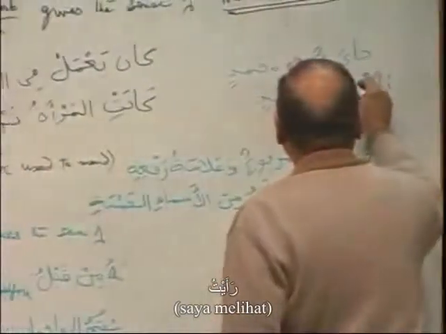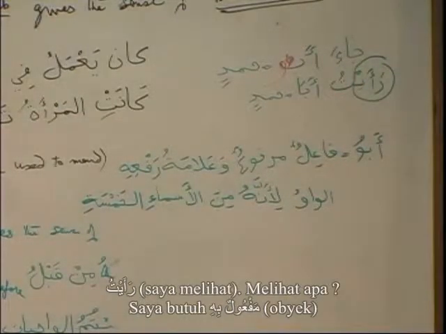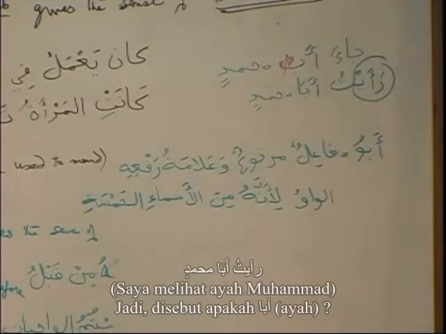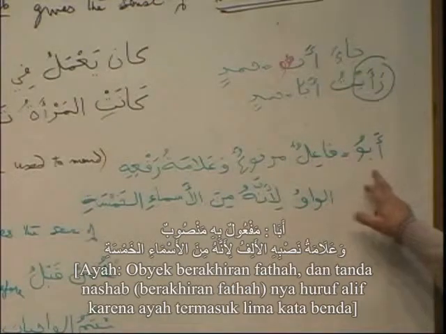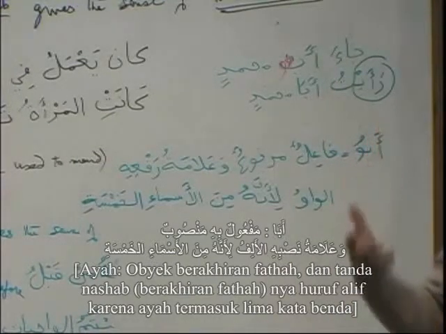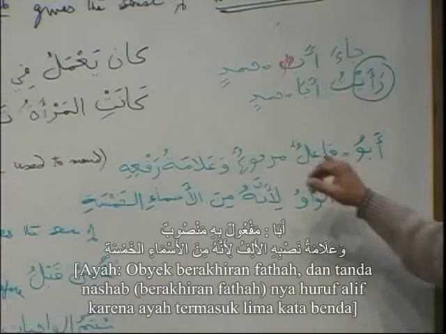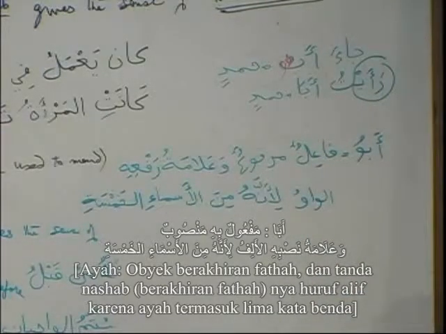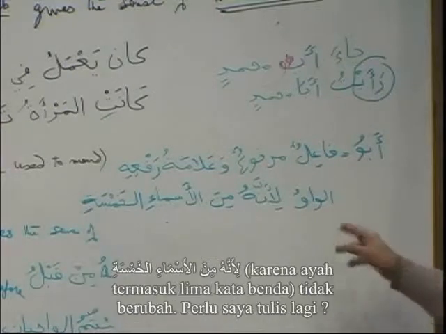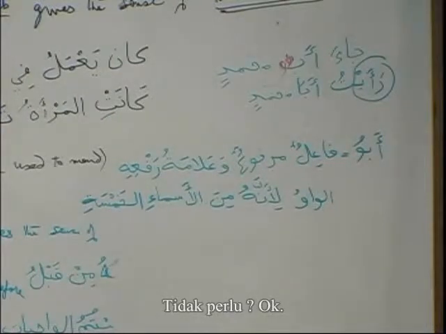Ra'aytu. Brother, Ra'a is your fi'l, tu is your fa'il. Ra'aytu, I saw. Saw what? I need mafulun bihi. Aba Muhammadin. So what is Aba? You say Aba, mafulun bihi, mansubun, wa alamatu nasbihi al-alif, li'annahu. Same little changes. Aba, mafulun bihi, mansubun, khalas. Wa alamatu nasbihi al-alifu, li'annahu. This will not change. Are you with me? Shall I write it down again? Inshallah. Maybe it's okay. Very good, brother.